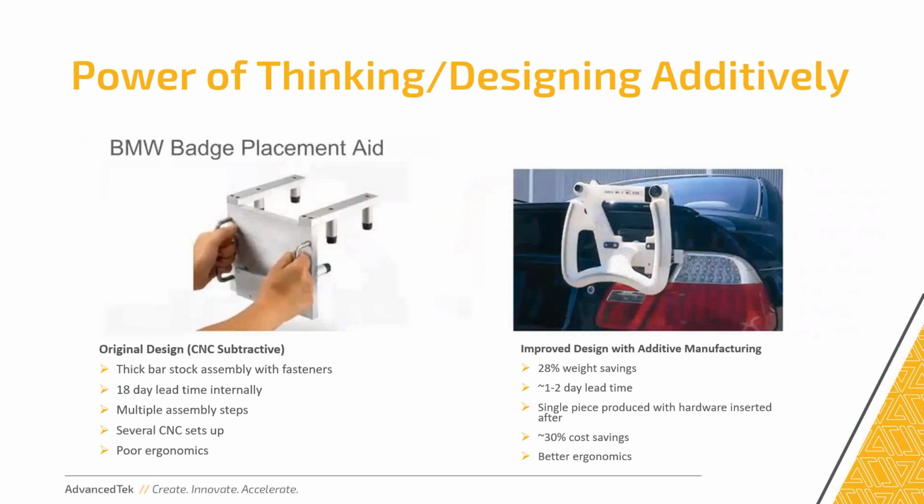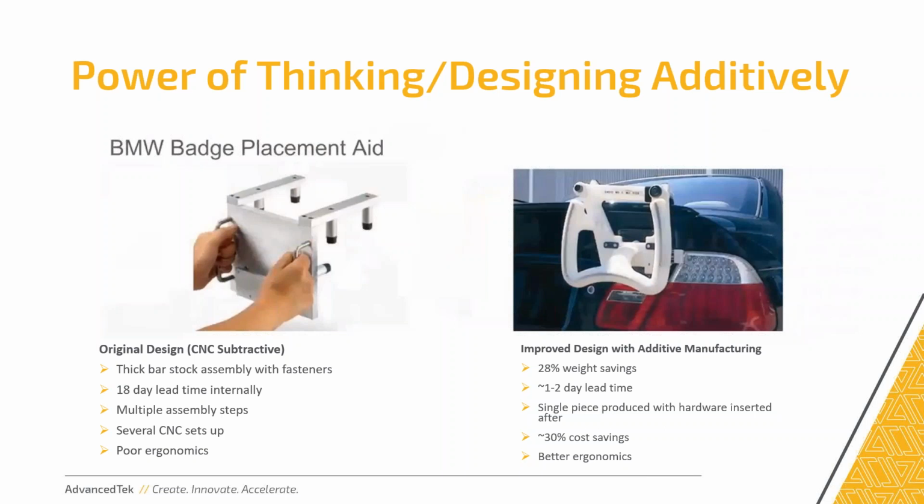I have a couple examples now of people that have successfully used design while thinking additively. This is a little older one, but this is a BMW badge placement aid. So basically a worker is aligning a badge on a vehicle. It was traditionally made and designed for CNC with a thick bar stock assembly, had multiple fasteners. According to them, it took them 18 days to produce this internally. Multiple assembly steps, several CNC setups, which can be expensive, and to boot, the ergonomics are not the greatest.